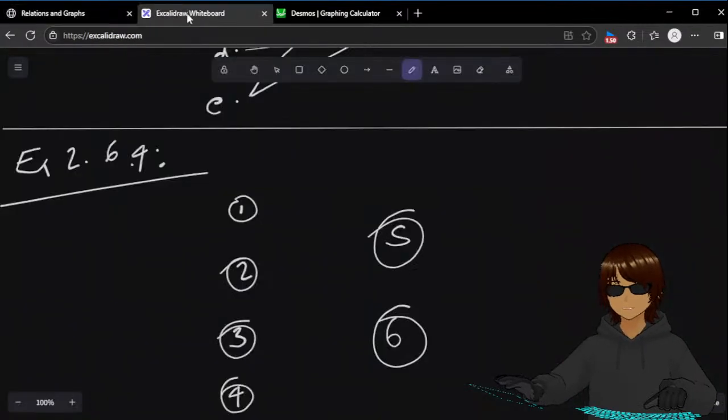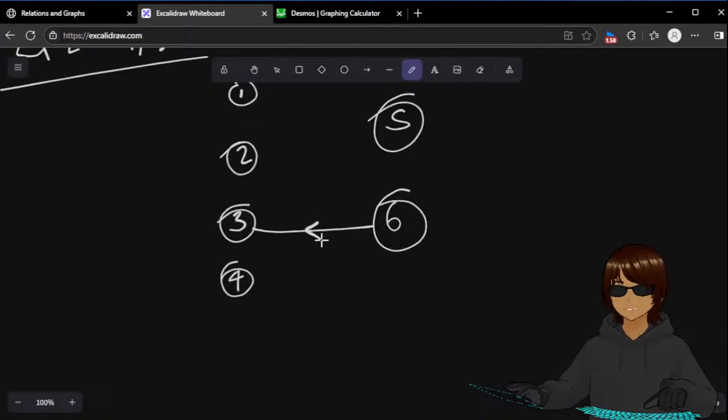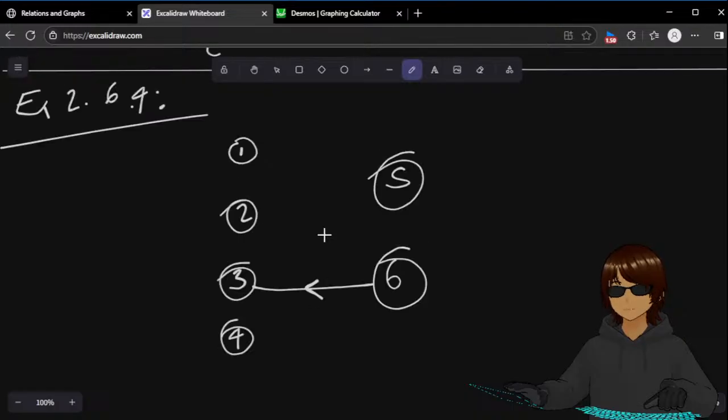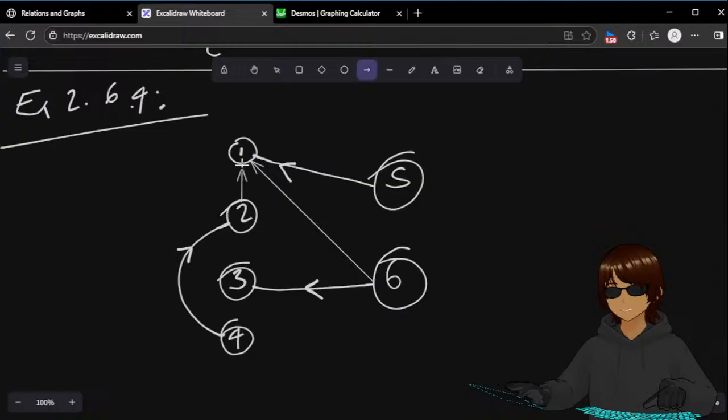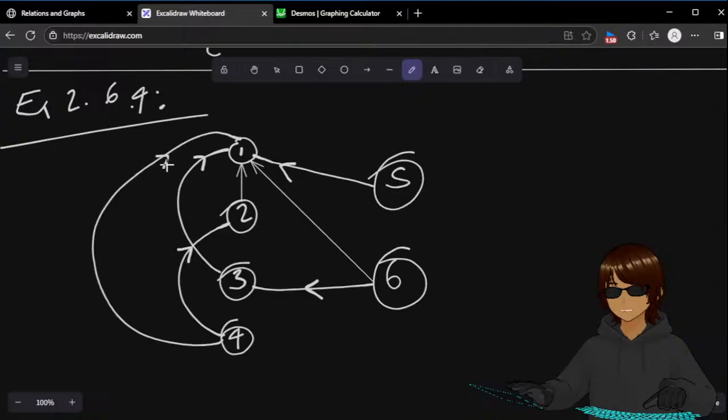6 is a multiple of 3. Do I write it like this? 4 is a multiple of 2. 5 is a multiple of 1. 6 is a multiple of 1. All of them are multiples of 1.